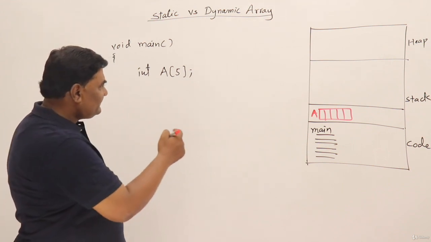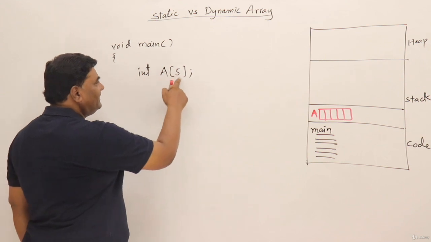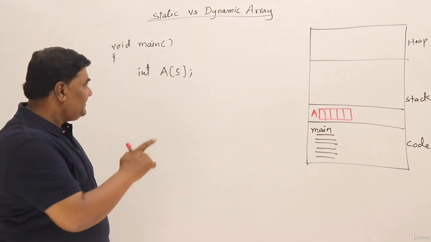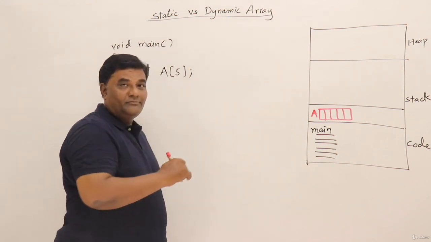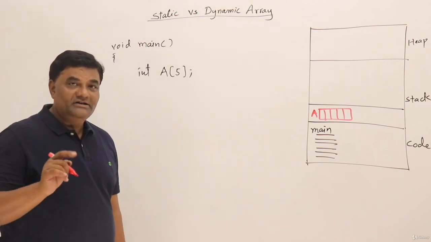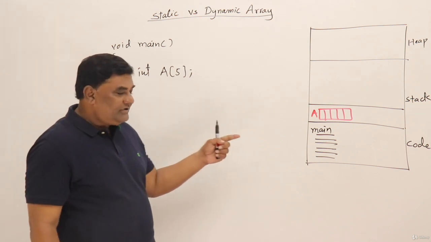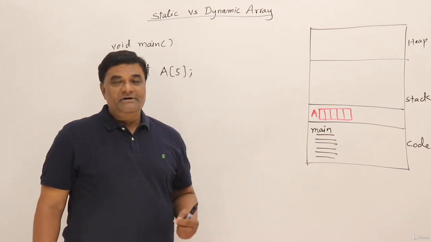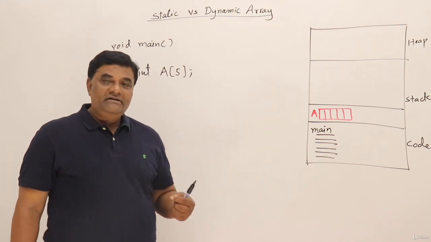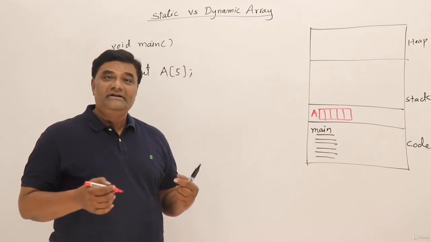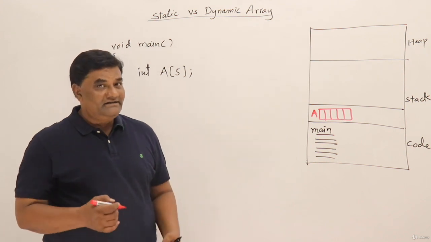So why am I calling it static? Because the size of this array was decided at compile time. Though the memory will be allocated during runtime only, memory cannot be allocated at compile time. So memory will be allocated during runtime, and the size of that memory was already decided at compilation time. Definitely the size of an array has to be decided at compile time in C language.